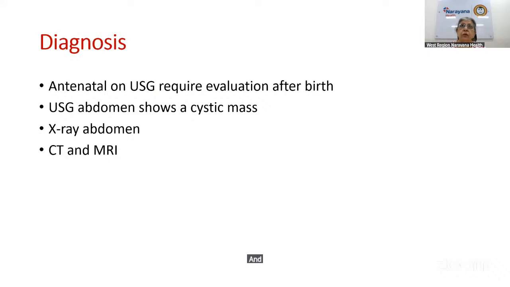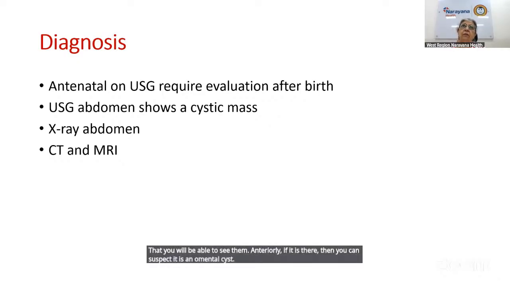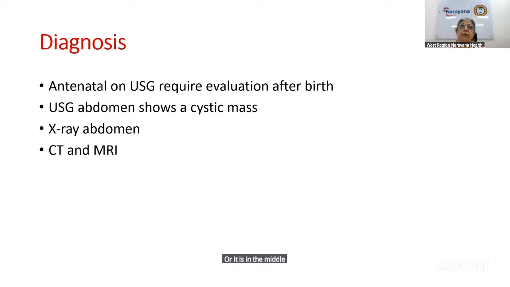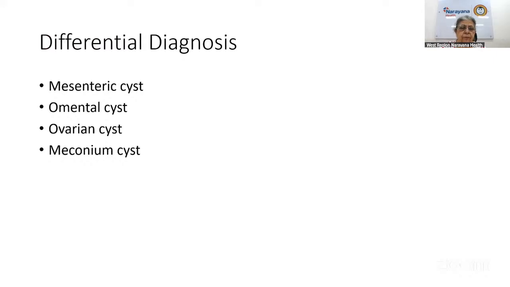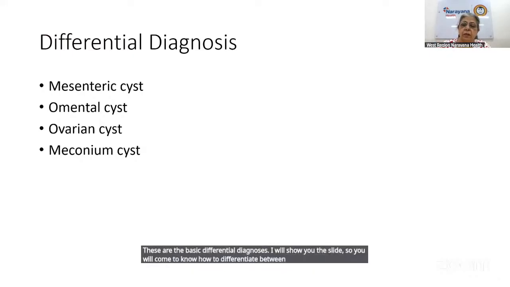And some of the cysts are so huge that you will be able to see them. If it is anterior, then you can suspect it is an omental cyst, or if it is in the middle of the abdomen, then you can say, okay, this may be a midgut duplication. CT or MRI is very rarely required, but it is required when you want to confirm from which organ it is arising. These are the basic differential diagnoses. I will show you the slides, so you will come to know how to differentiate between these cystic lesions in the abdomen.